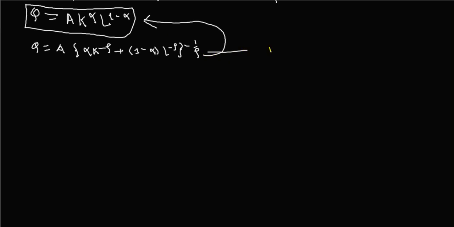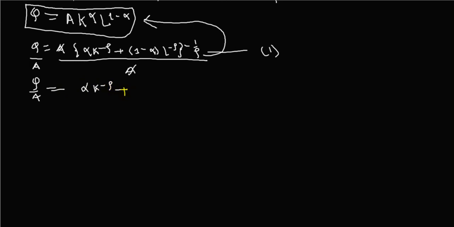I will call it equation 1, and let us divide equation 1 by A. This A gets cancelled, so the remaining is Q by A equals {alpha K^(-rho) + (1 minus alpha) L^(-rho)}^(-1/rho).